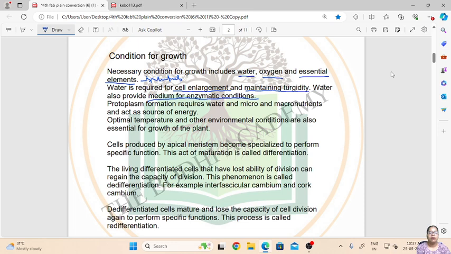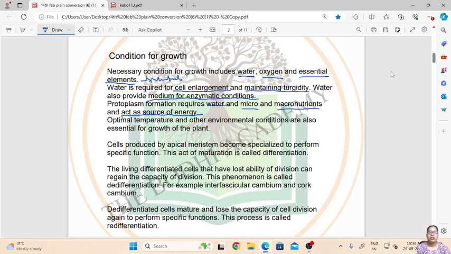Protoplasm formation requires water, and micro and macronutrients act as a source of energy. Okay, so macro and micronutrients are the essential nutrients which are required for the plant to prepare its food, that is, they will act as a source of energy.